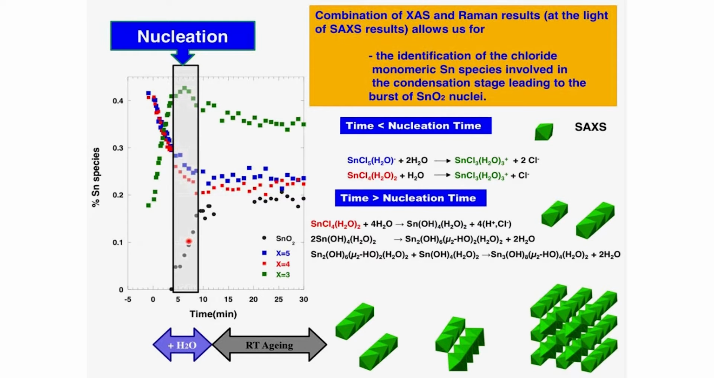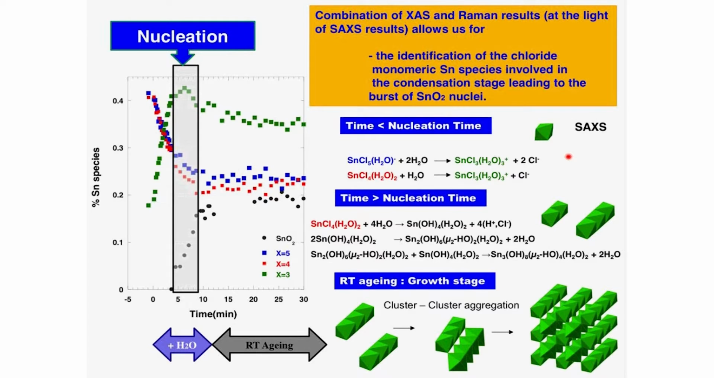Actually, the consumption here of the tetrachloride complex, the red one, appears more marked than the consumption of the pentachloride, and this is due to the fact that this tetrachloride complex is involved in olation reaction between monomers in order to form these chains obtained by edge-sharing octahedra.